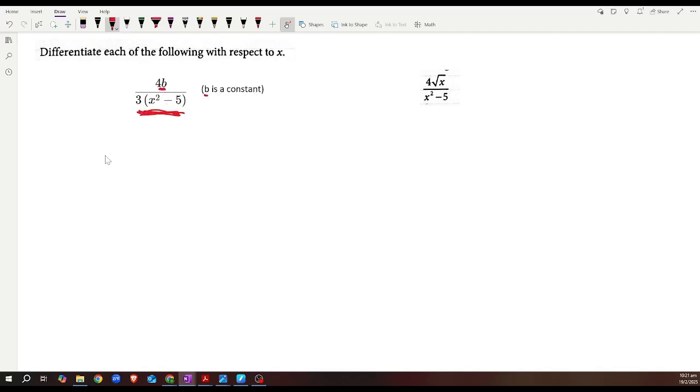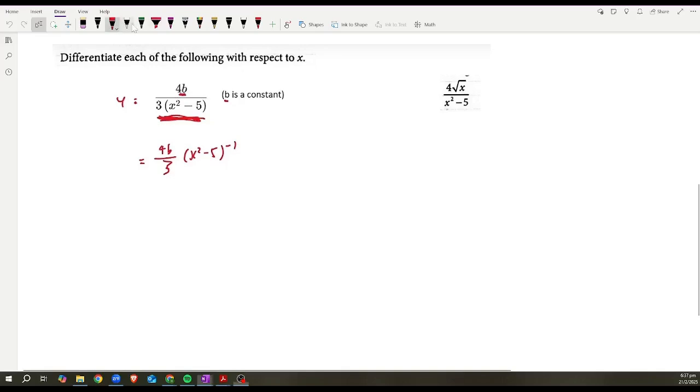So the way you do this question is, let's say this is y. I'll just rearrange it. I'll factorize out the 4b over 3, and then rewrite this part as x squared minus 5 to the power of negative 1. So to differentiate this, you just need chain rule.